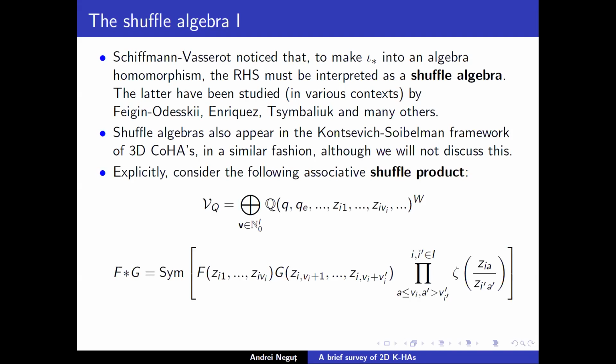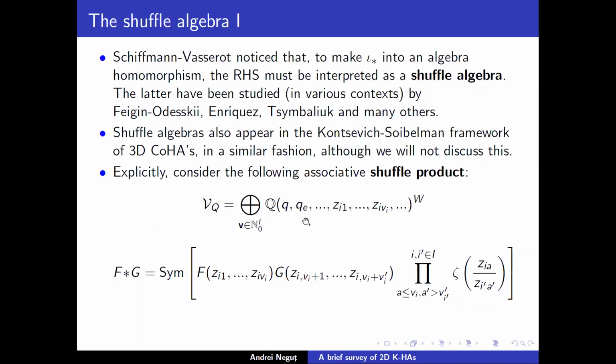All right, so how do you define the shuffle product? So first of all, you take all of these vector spaces of rational functions, you sum them up over all choices of V. So remember, V is just the vector of VI's. So basically, these are the vector spaces of rational functions in arbitrarily many variables, and you make it into an algebra by the formula down here. So what does this formula mean? Well, it looks a bit scary at first, but I'll try and break it down.